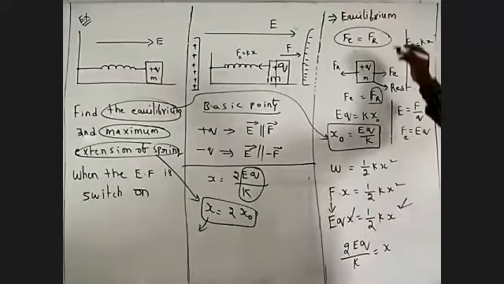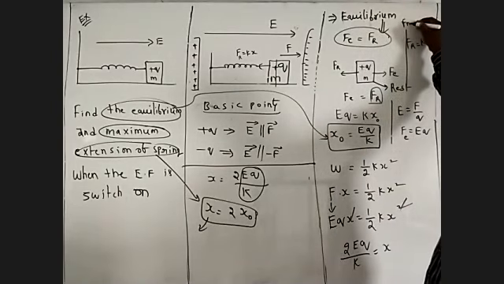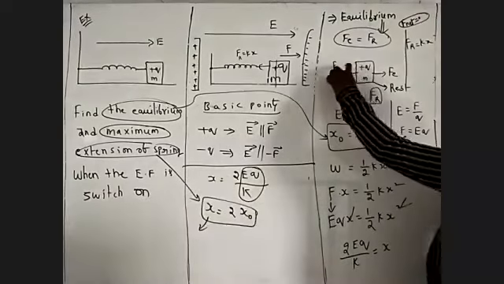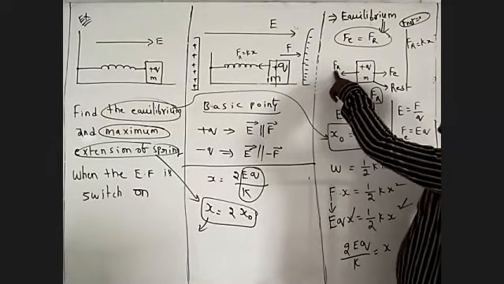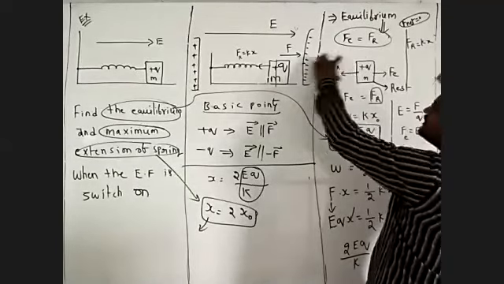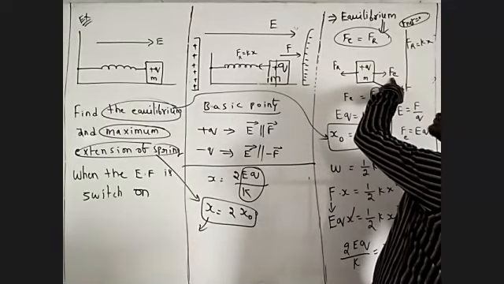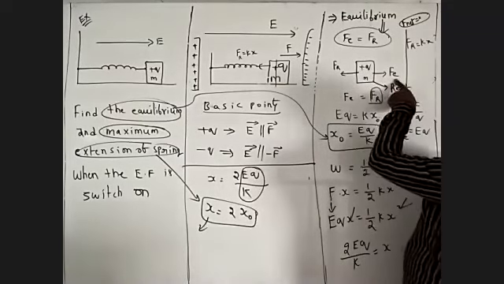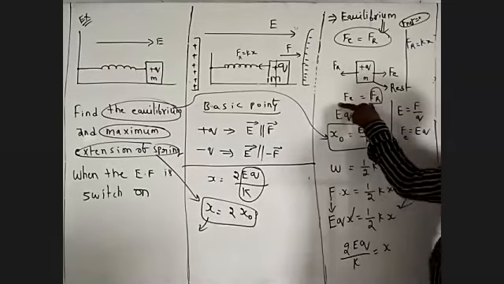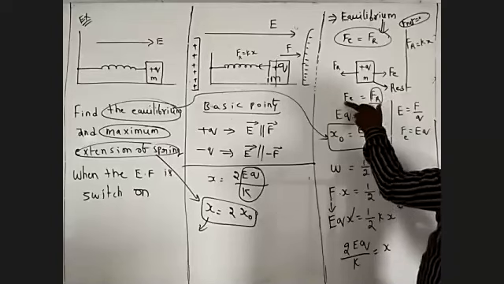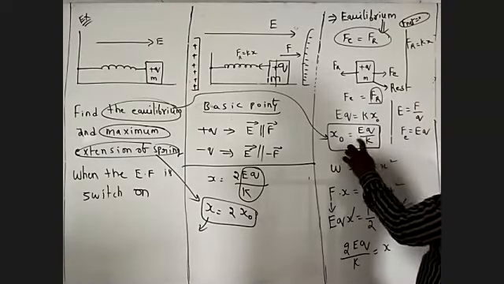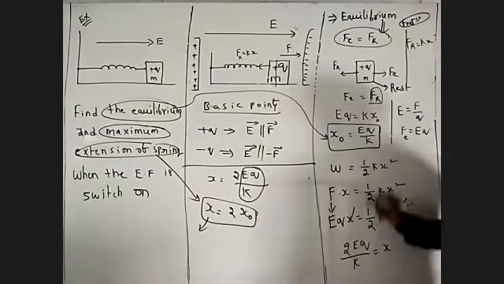So equilibrium condition means F net is equal to 0. This is a restoring force in the spring. The restoring force pulls the block in this direction. This is an electrostatic force. The electrostatic force pulls the block in this direction. Both are equal and opposite. Net force is 0. F is equal to Fr. EQ is equal to Kx naught. X naught is equal to EQ by K. This is the equilibrium answer.